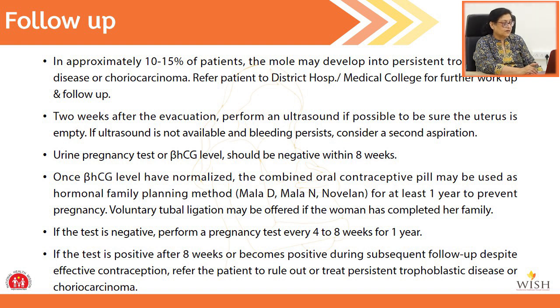If beta HCG levels or the urine pregnancy test is negative, you need to repeat the levels once a month for the next 6 months. Not for a year as well, once a month for the next 6 months. If they test positive after 8 weeks or become positive during a subsequent follow-up, refer the patient to rule out or treat persistent trophoblastic disease or choriocarcinoma, provided you can rule out pregnancy also.